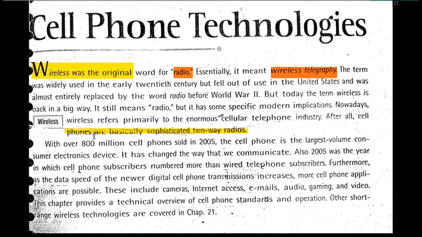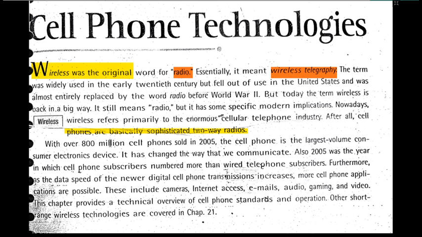After all, cell phones are basically sophisticated two-way radios. Technically it is a radio technology, but the modification is that it is a two-way radio, whereas a radio is generally one way, and with one way the ends are also fixed. You can't speak or pass your words through a radio, whereas a mobile is a two-way radio.